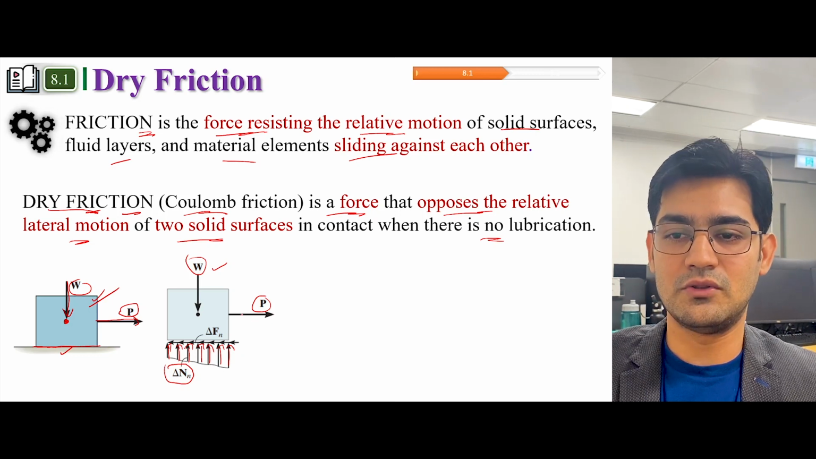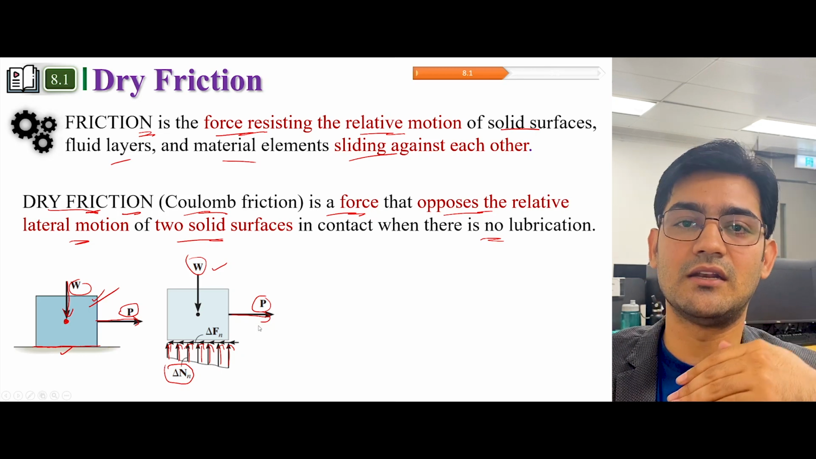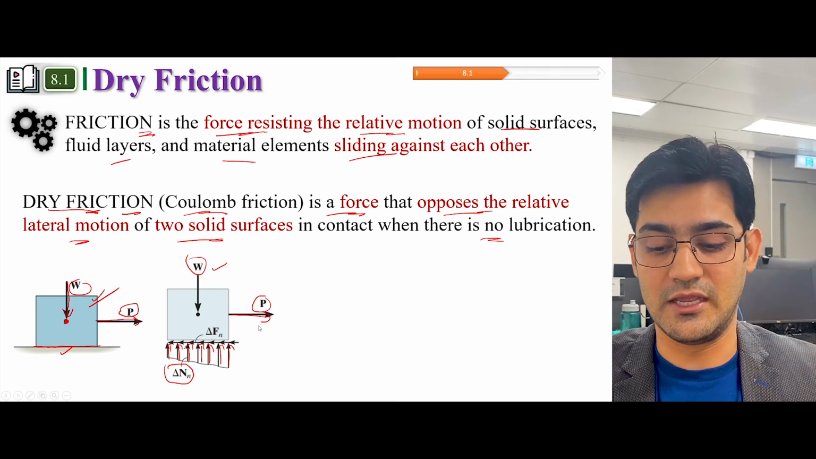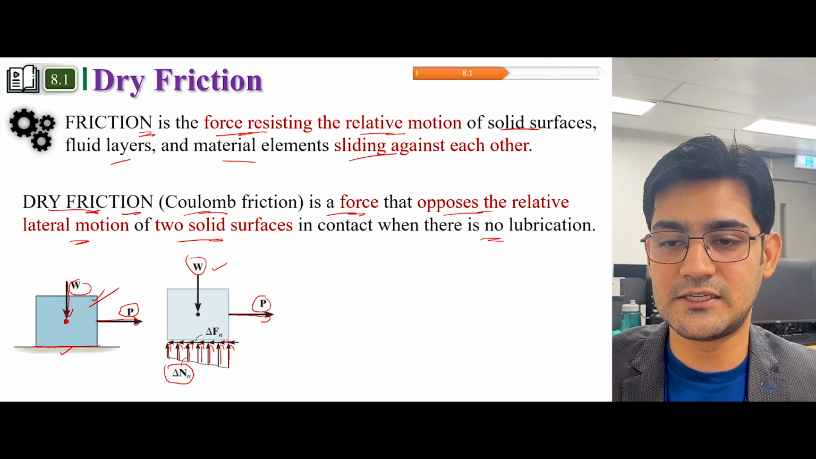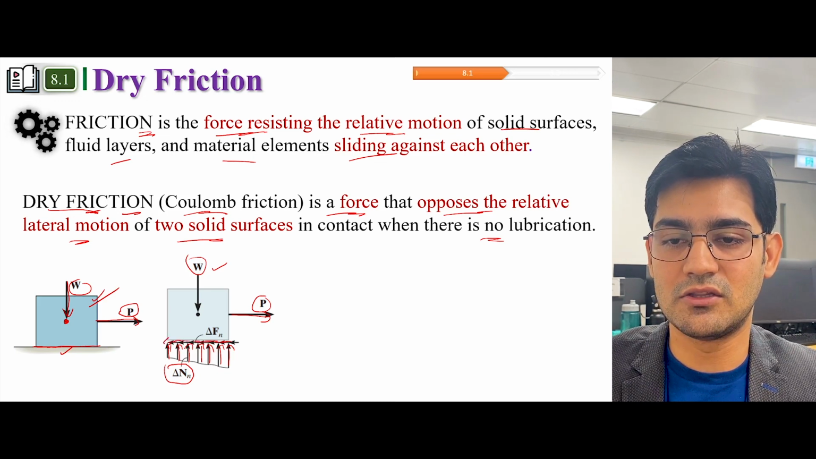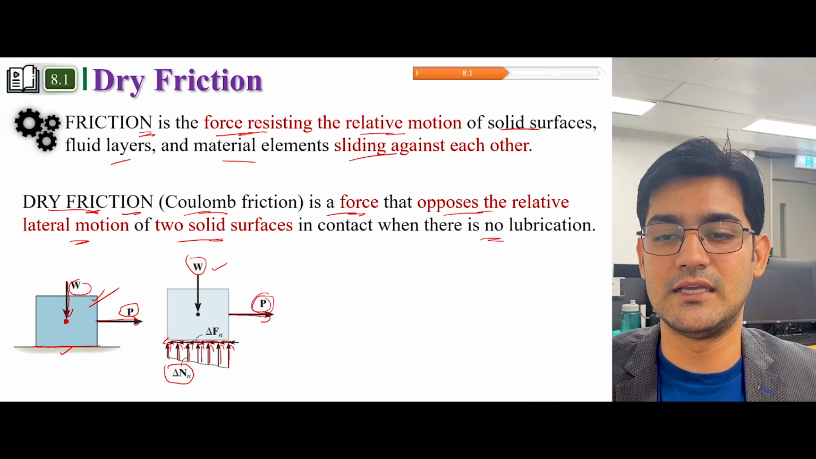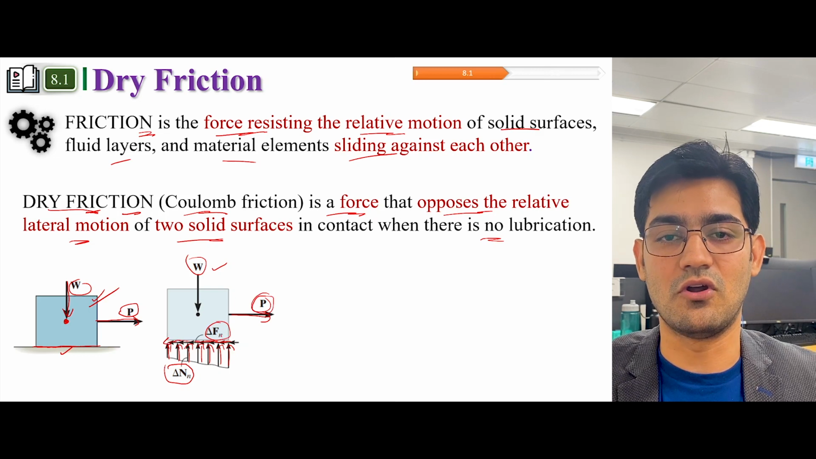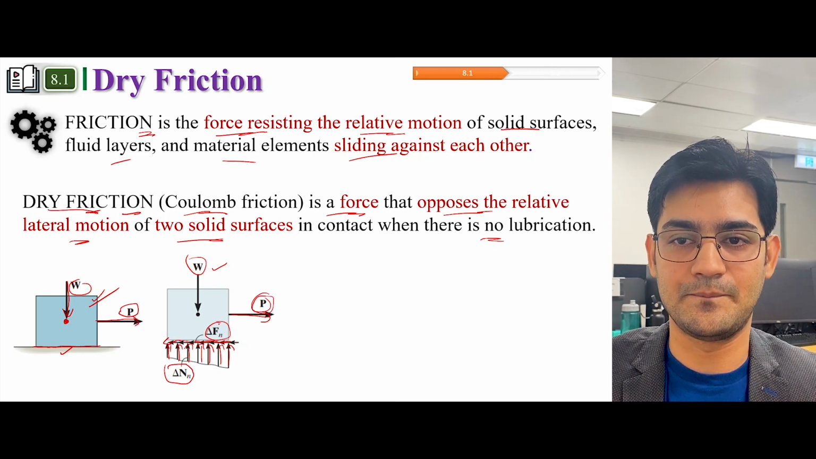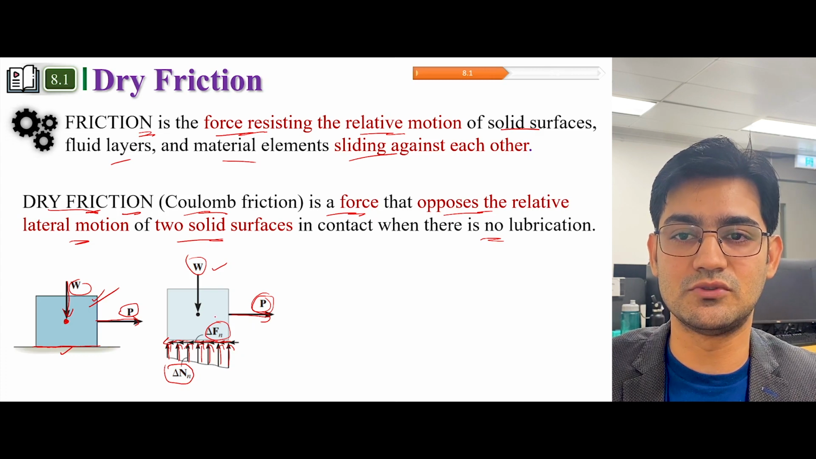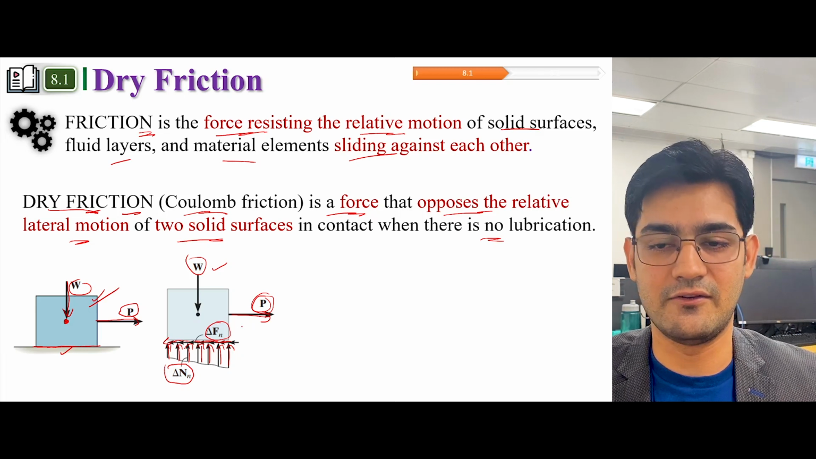Now we know that if we apply a lateral load, the surface will also resist that lateral load because of the thing we discussed called friction. So there is a resistive force acting in the direction opposite to the applied load, and this force delta Fn is called the friction force. Since these two solid surfaces are sliding against each other and are solid, this type of friction is called dry friction.